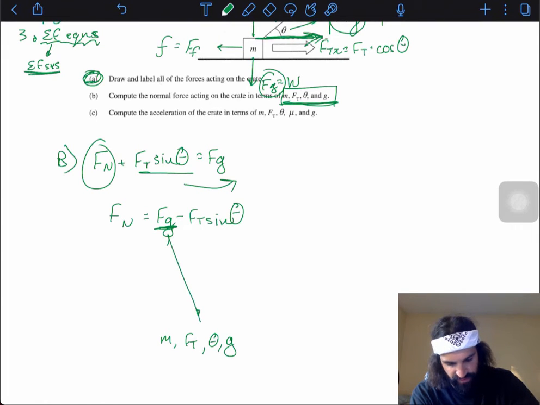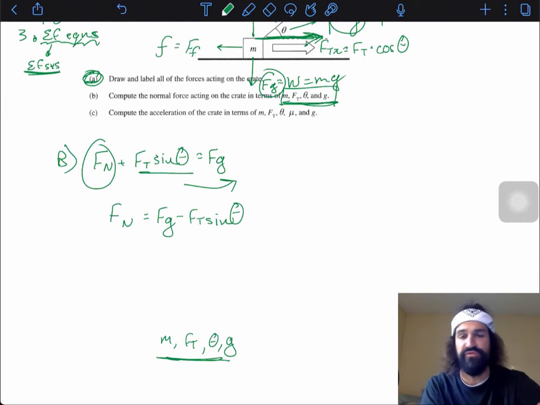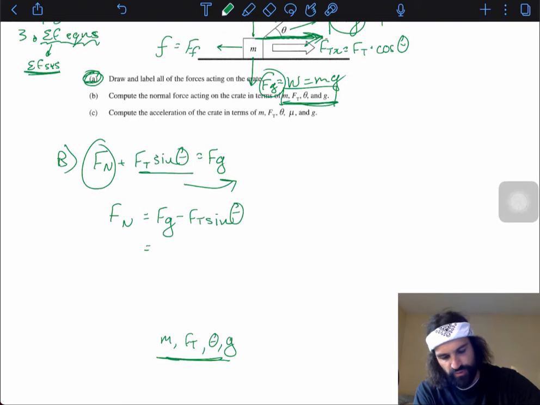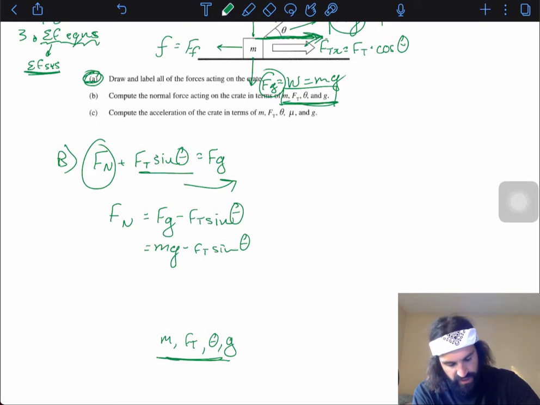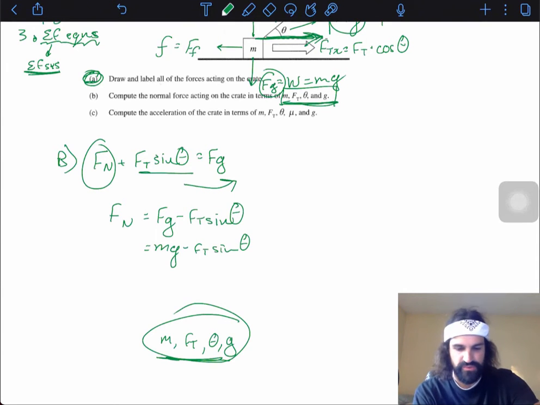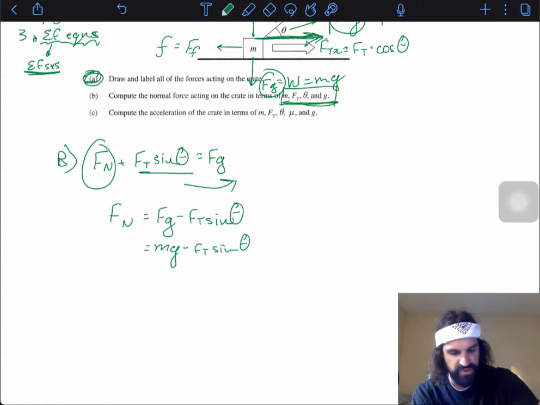Fg is not one of our listed variables, which means I'm going to have to find a replacement for Fg that is in these terms. Well, fortunately, we know Fg is equal to mg. That's one of your basic equations that you should be very familiar with at this point. So that would be equal to mg minus Ft sine theta. And right there, well, that fits within our variables. So that's fair. We're good. We're done. So part B should be done for that one.